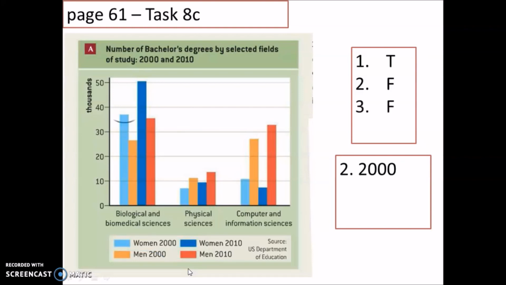The third one is also false because it's not men, it's women who is around 37,000. And men, as you can see, is about 26,000 here. The fourth one is also false because it's the number of men who is around 13,000. The women are about 9,000. Okay?